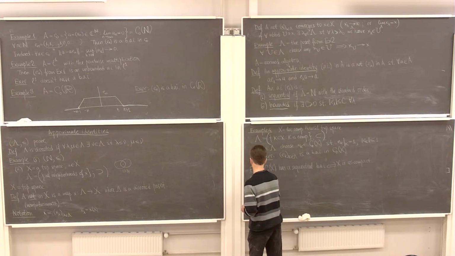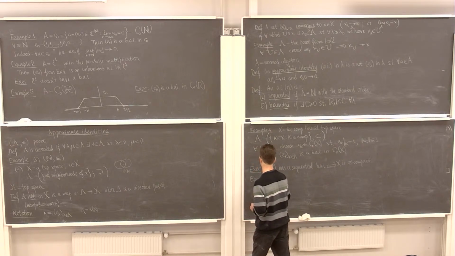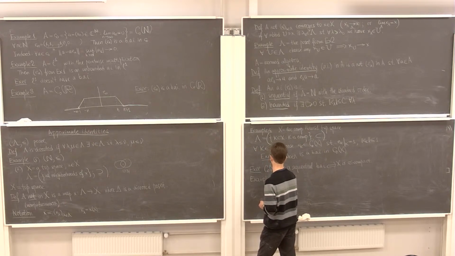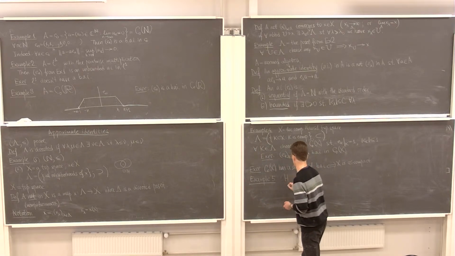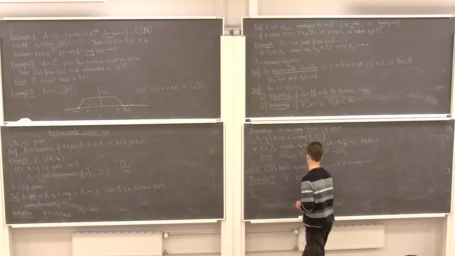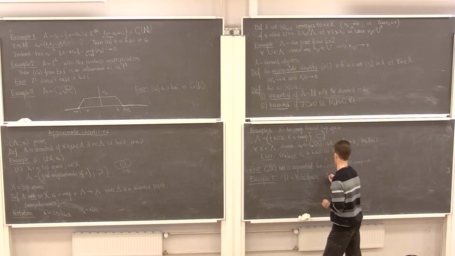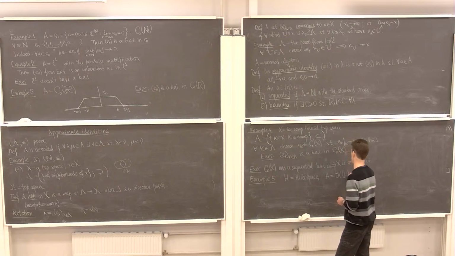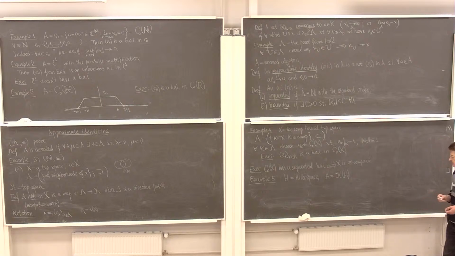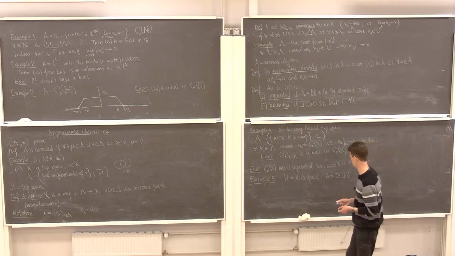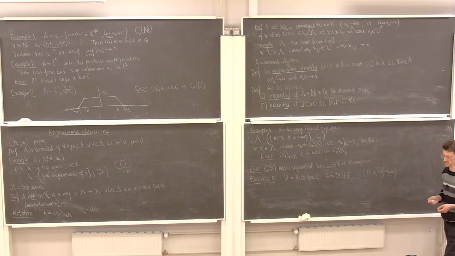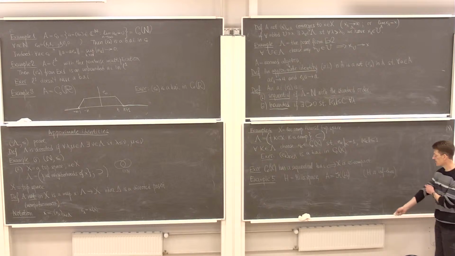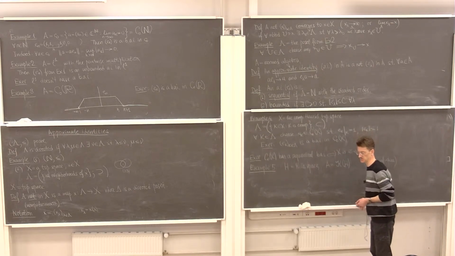Example 5. So far, all our examples were commutative. Let's now look at a non-commutative example. Let H be a Hilbert space, and let A be the algebra of compact operators on H. It's well known that if H is infinite dimensional, and we assume that it is, then this algebra is not unital, because the identity operator is not compact. However, it's rather easy to construct a bounded approximate identity in this algebra.